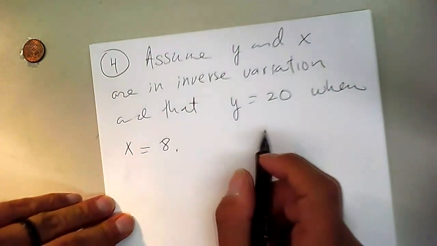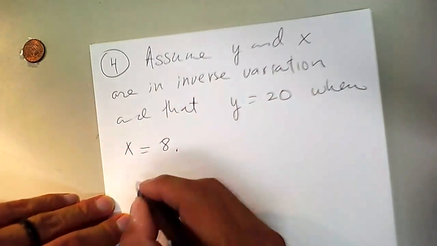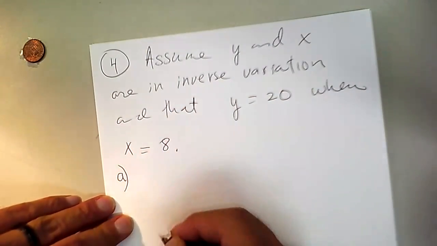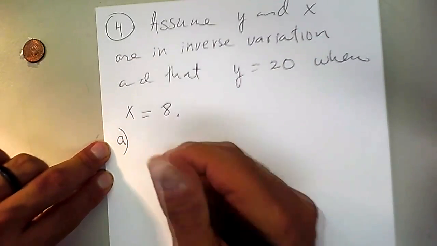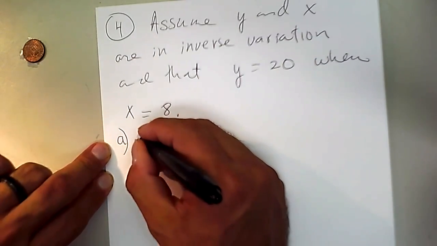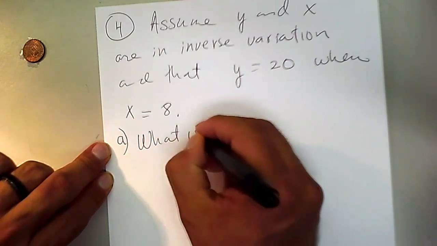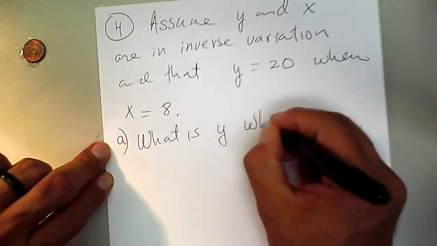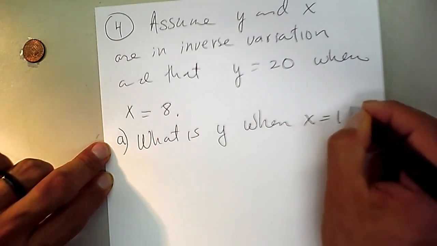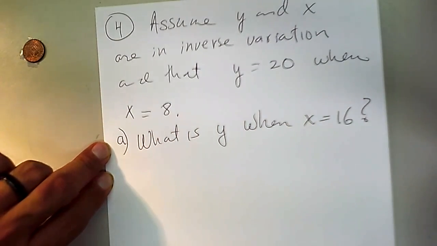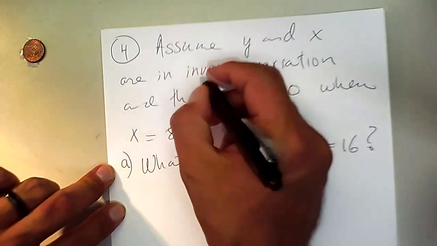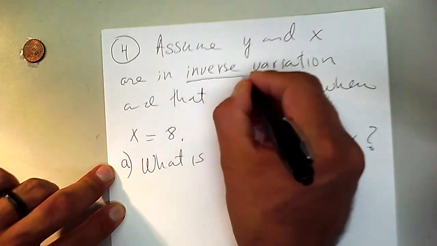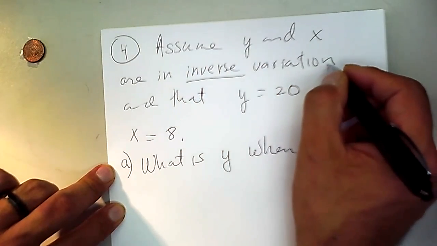Okay, so let's make an easy problem and then a more difficult problem. So the first question I want to ask is, what is y when x is 16? Okay, now pay close attention to inverse variation.